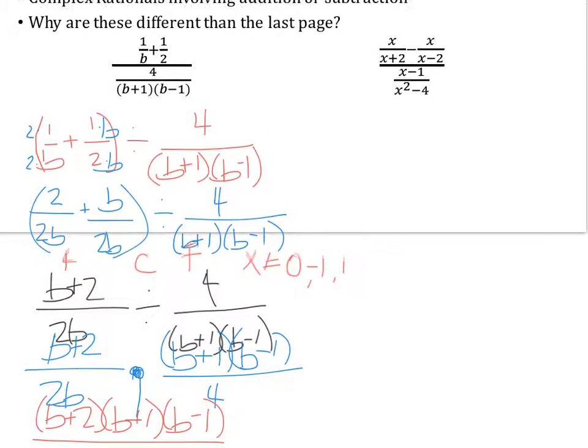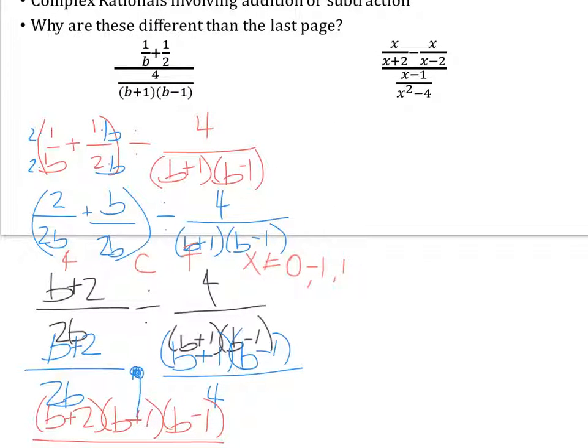All right, try this. Then we have this other problem that's very similar. So I see over here I have x all over x plus 2 minus x all over x minus 2. So again, I'm going to rewrite this to make the problem look a little bit more normal. And that's all going to be divided by x minus 1 all over x squared minus 4.